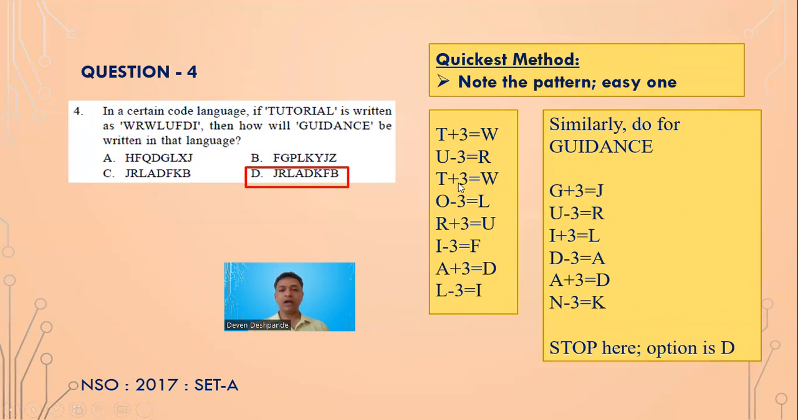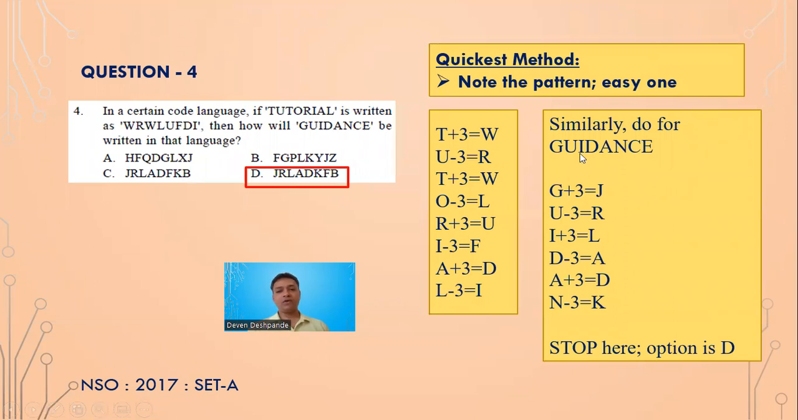Again, from T, if you add 3 letters, it will become W. From O, if you subtract 3 letters, it will be L. From R, if you add 3 letters, S, T, and U, it will become U. From I, if you subtract 3, it will be F. If you add 3 letters to A, it will be D. If you subtract 3 letters from L, it will be I. So that's how you arrive at WRWLUFDI.